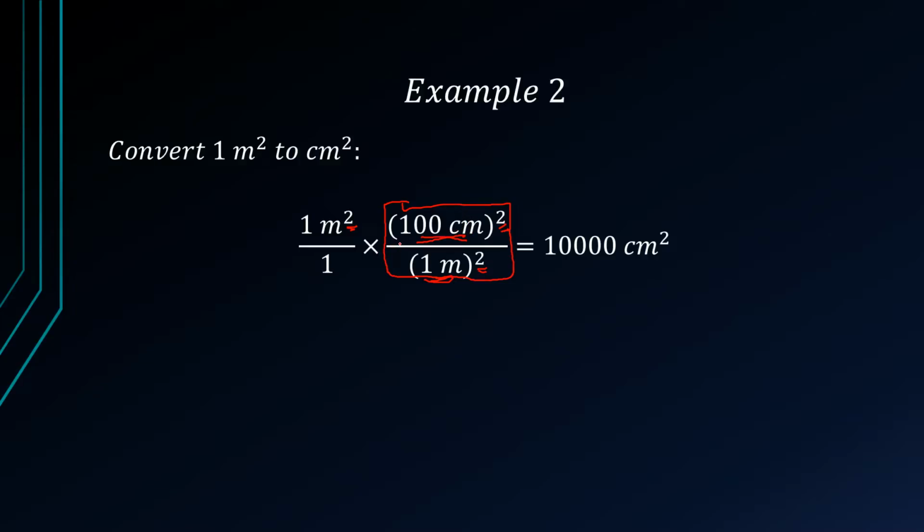And now all we do is simply follow algebra. 1 square meter will cancel off with 1 square meter, and now we have 100 squared, which is 10,000, and then we have cm squared, which is centimeters squared. So if you follow this, you'd be able to convert any kind of unit from one to the next, and just remember, if it's made up of multiple units, you take one at a time.